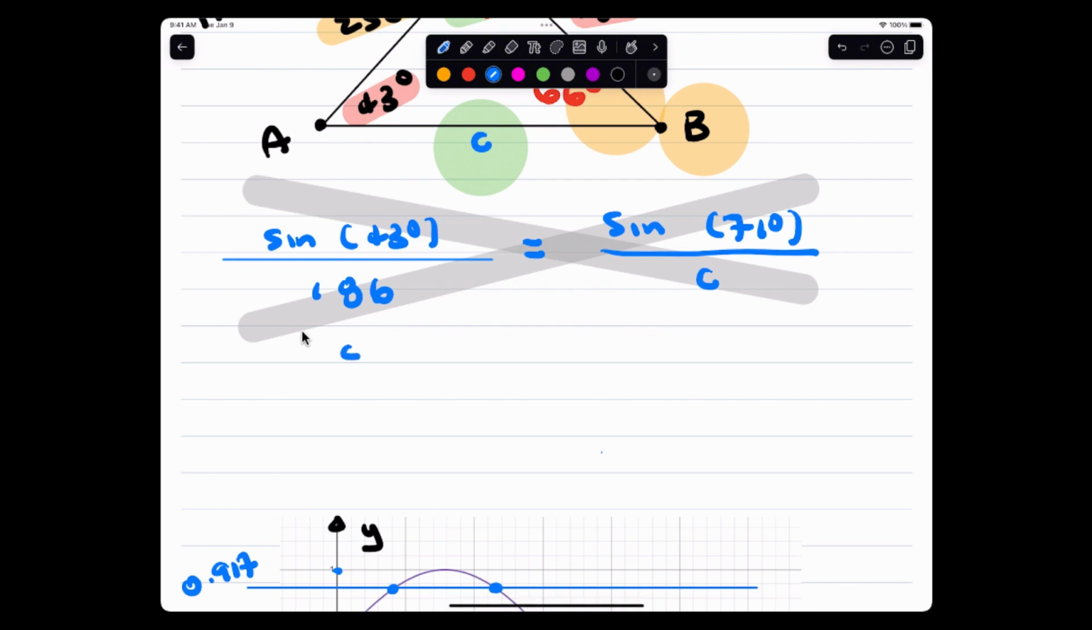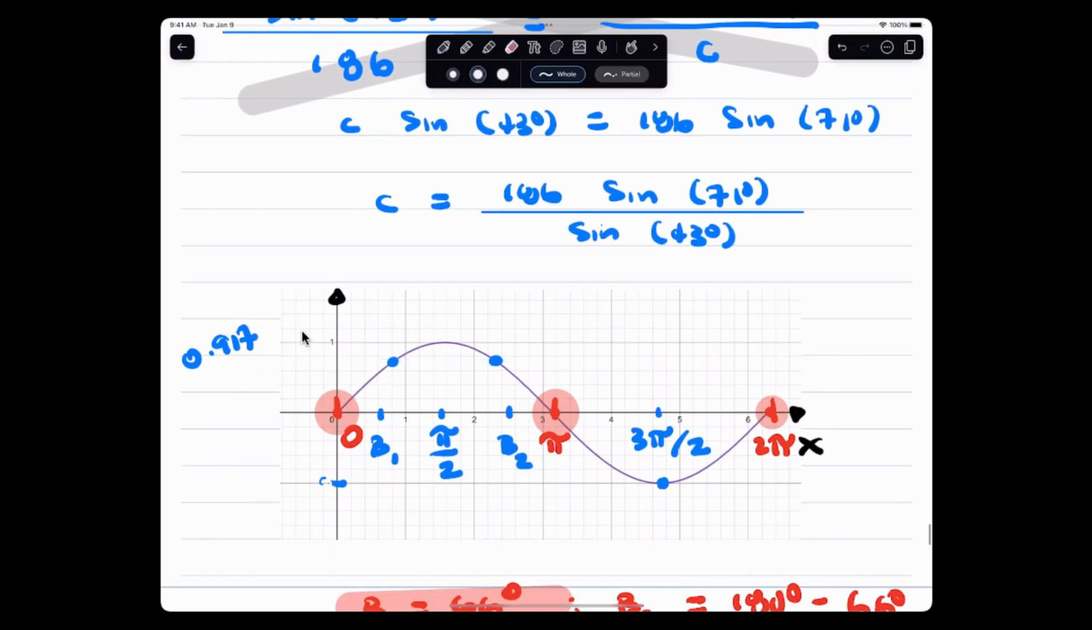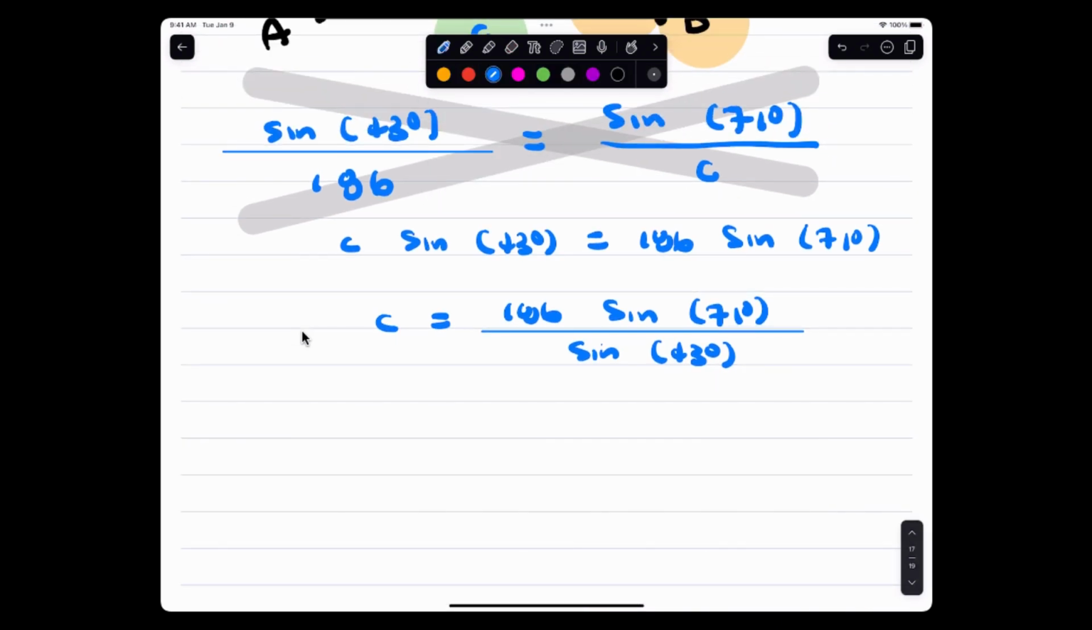So if we cross multiply, we get c sine 43 equals 186 sine 71. I can divide both sides by sine 43, right? Aren't you going to get c equals 186 sine of 71 degrees, everything over sine of 43? And then, just to say to you guys, I really don't need this information anymore. Okay? Because we're going to use that little fact I gave you guys here. So I'm going to delete that. And c, what is c going to be, ladies and gentlemen?